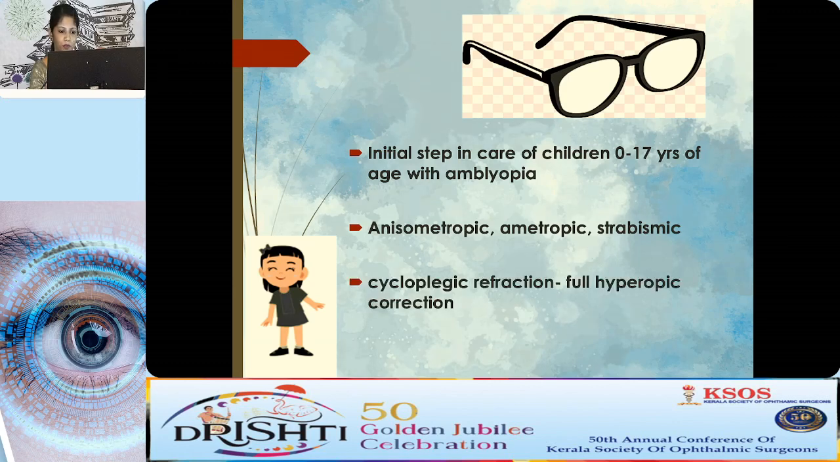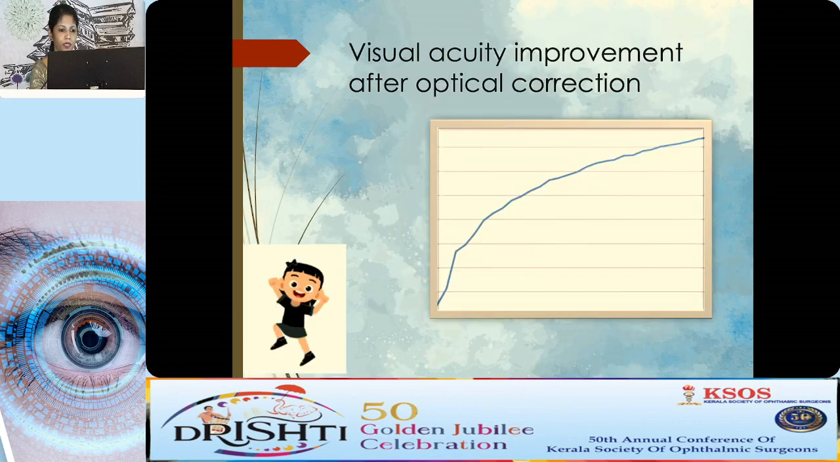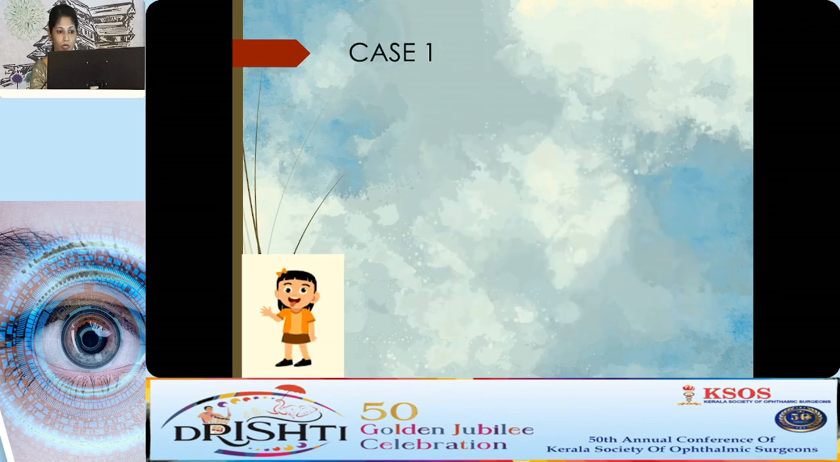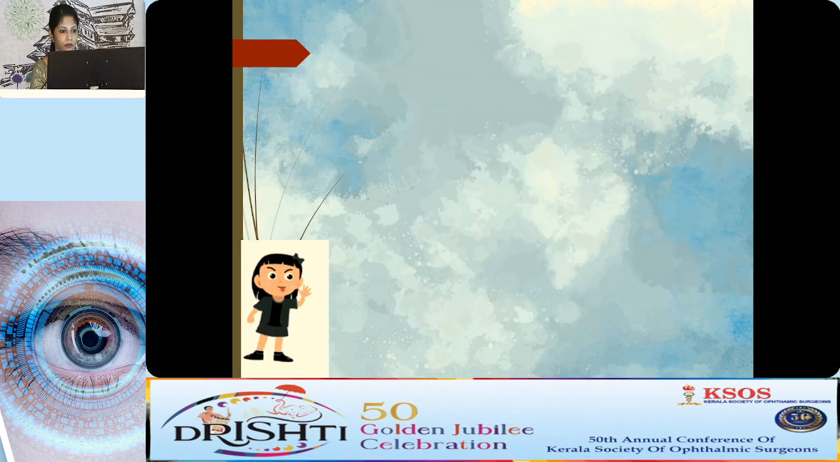We have to do a full cycloplegic refraction, and in hyperopes, full hyperopic correction has to be given. After prescription, the visual acuity improvement occurs with a steep increase during the 4 to 12 weeks, after which there is a plateau phase, and then it gradually, very slowly improves. I'll come to the case later.